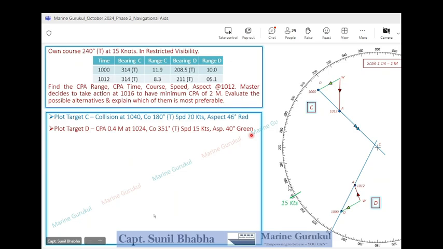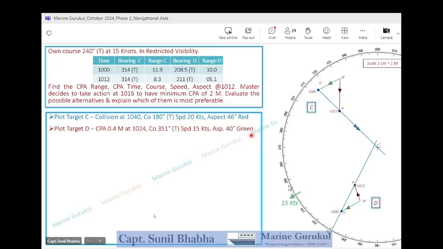So the first part of the question is done. We have plotted both the targets. We know their CPAs, DCPAs, the course and speed of the targets are known, and the aspect is also known. Now we can see here from the information we have obtained, this question is set up in restricted visibility. So vessels are not in sight of one another.